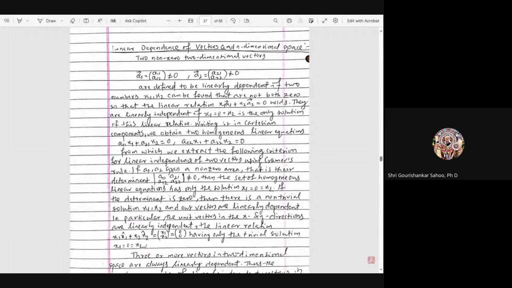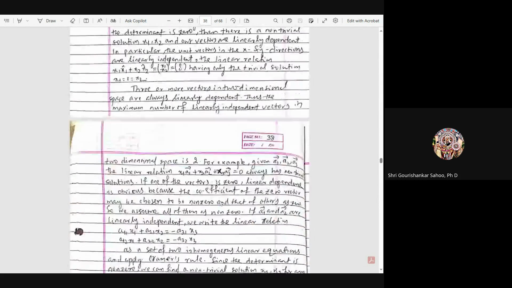Linear dependence of vectors and n-dimensional space. Two non-zero two-dimensional vectors a1 = (a11, a12) not equal to 0 and a2 = (a21, a22) not equal to 0 are defined to be linearly dependent if two numbers x1 and x2 can be found that are not both 0, so that the linear relation x1 a1 + x2 a2 = 0 holds. They are linearly independent if x1 = x2 = 0 is the only solution of this linear relation. You can write it in a Cartesian system or any other coordinate system.